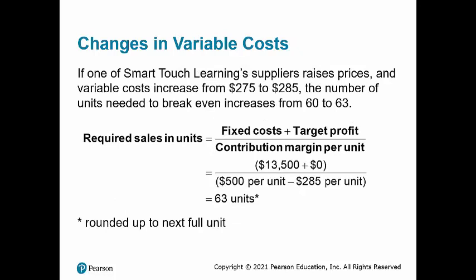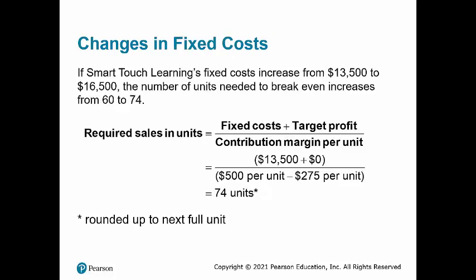Assume now that one of Smart Touch Learning's suppliers raises prices, which increases the variable cost for each tablet to $285 from the original cost of $275. Assuming that the original sales price of $500 is used, the number of units required to break even due to the changes in variable cost increases from 60 units to 63 units rounded. When variable costs change, the contribution margin per unit changes, as does the contribution margin ratio.